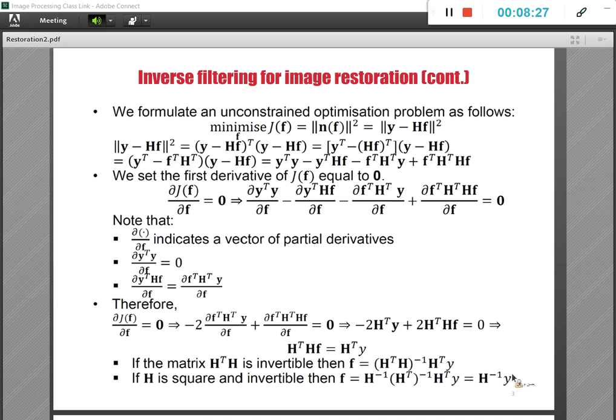We had Y was HF, and here F is F hat, an approximation of F. F is H inverse Y if we don't have noise, or the best one, minimizing this J.